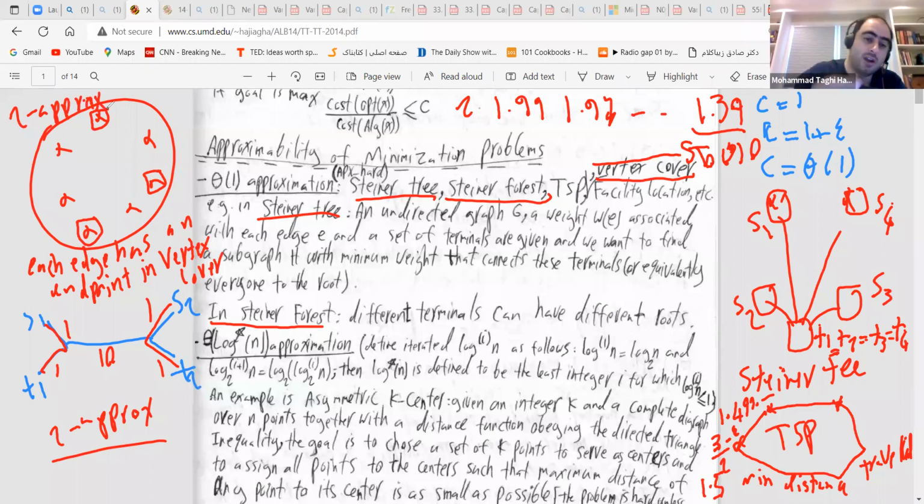There is a hardness of 4/3. So we can say that you cannot get better than 4/3 unless P is equal to NP. But also, under the unique games conjecture, which we will discuss next time, there are results saying that no better than 2 is possible even.